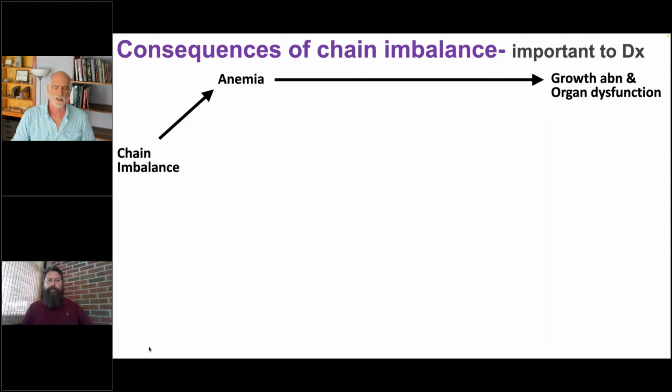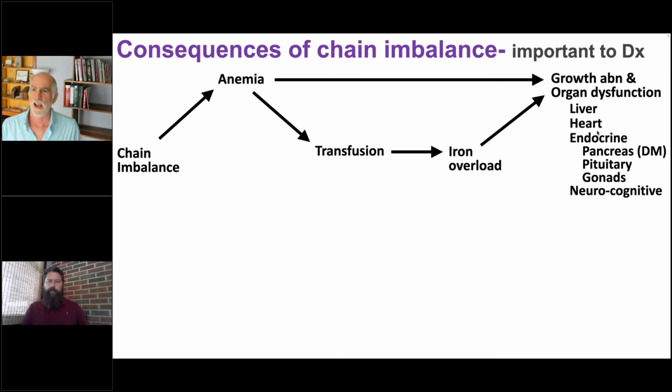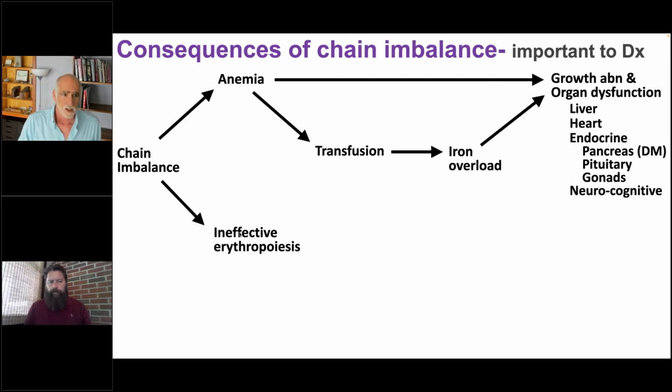So what do these chains do when they're in imbalance? Chain imbalance leads to anemia that leads to growth abnormalities and organ dysfunction. With severe anemia, patients are often transfused, which leads to iron overload. And then this leads to iron overload in liver, heart, causing dysfunction there. Endocrine organs in the pancreas, it can lead to diabetes, overload in the pituitary and gonads. It also leads to ineffective erythropoiesis, which worsens the anemia.